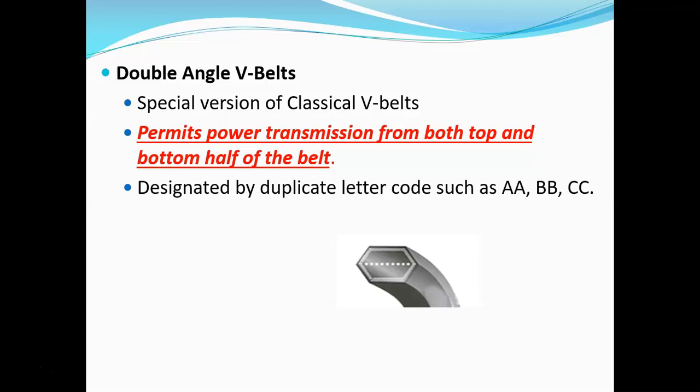So these are going to be a special version of the classical V-belt. So we're going to use the classical V-belt sizing codes. And since it's a double angle, we're using the letter code and it's going to be doubled. So the classical V-belts, remember there were A, B, C, D, and E. These are going to be AA, BB, CC. So that's going to be an indicator that it's a double angle V-belt.